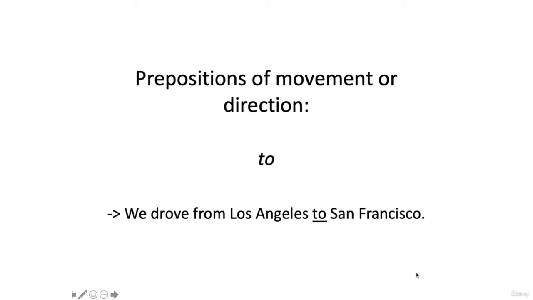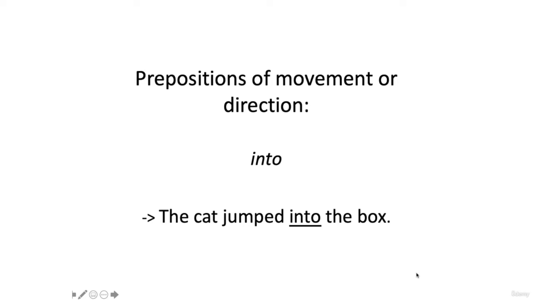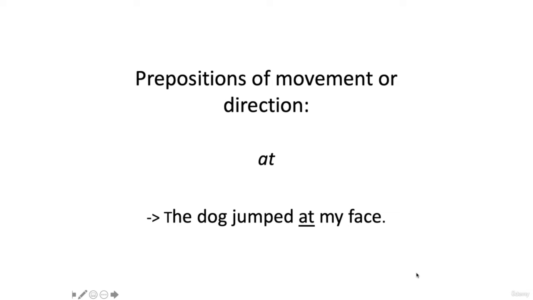Here are some more examples of prepositions of direction. Into. Into refers to something ending up inside something else. The cat jumped into the box. At the end of the action, the cat is inside the box. At. At is used to indicate direction. The dog jumped at my face.